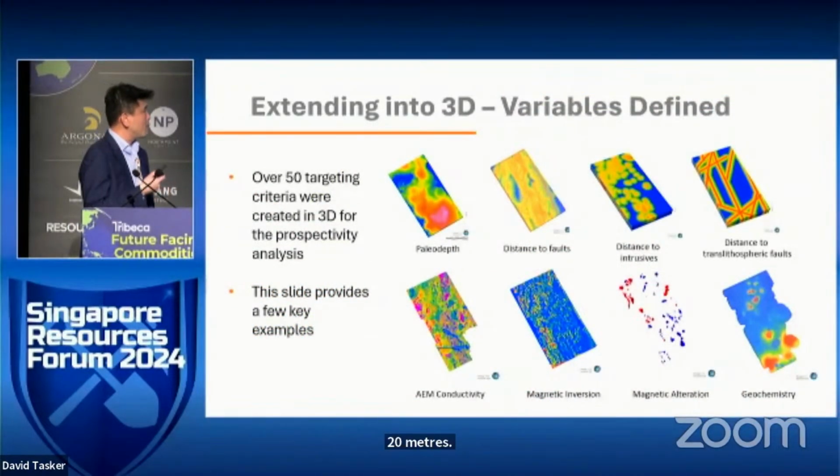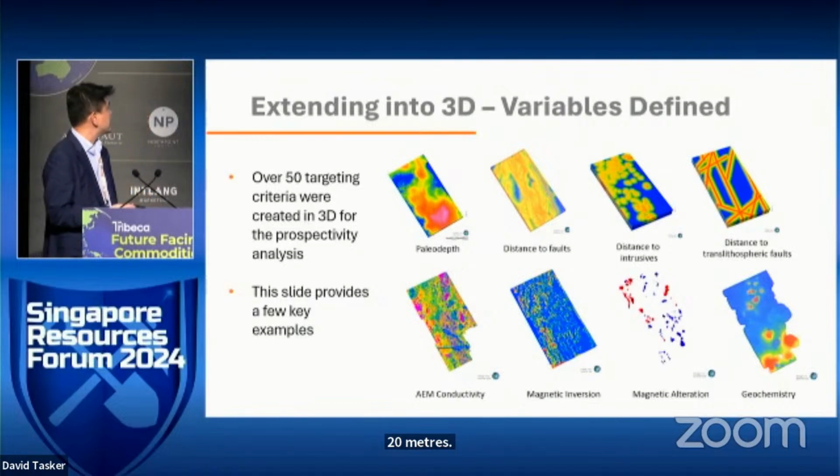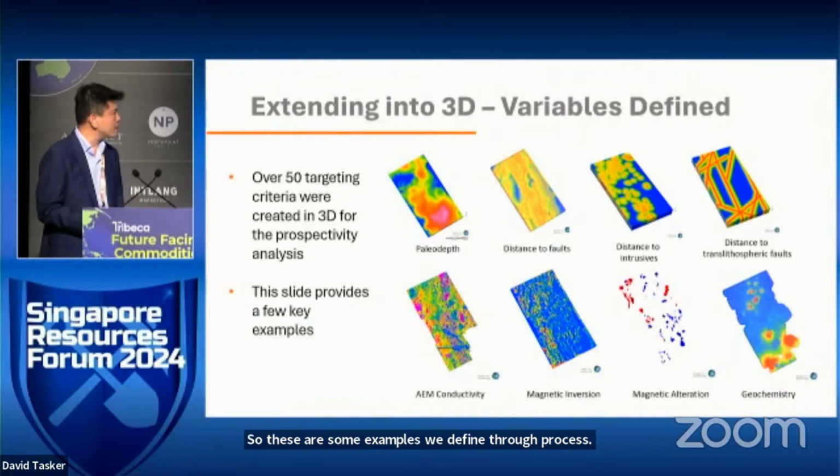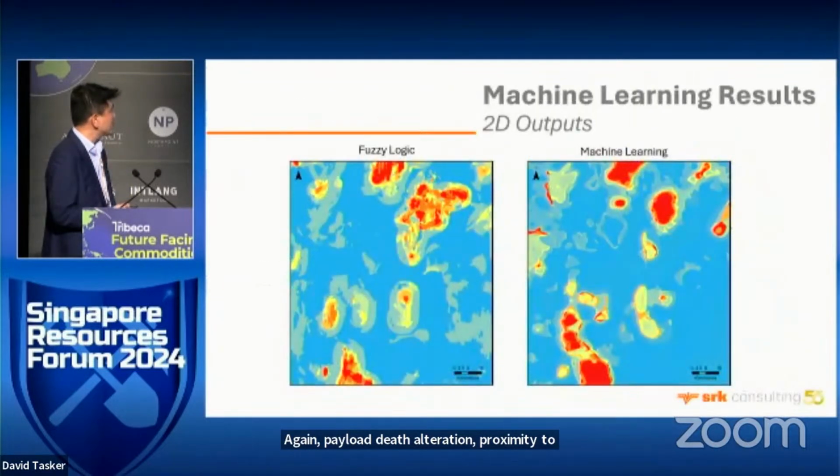So a lot of variables we defined. There are more than 50 targeting criteria we defined. These are some examples we defined through the process. Again, cover depth, alteration, proximity to fault. We feel that's quite important.